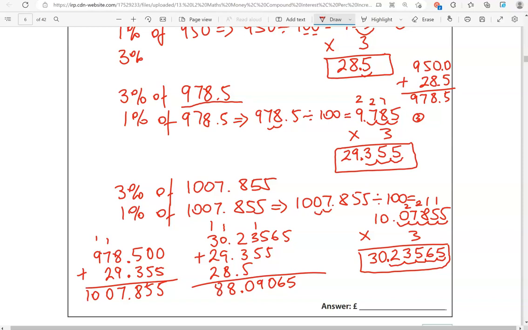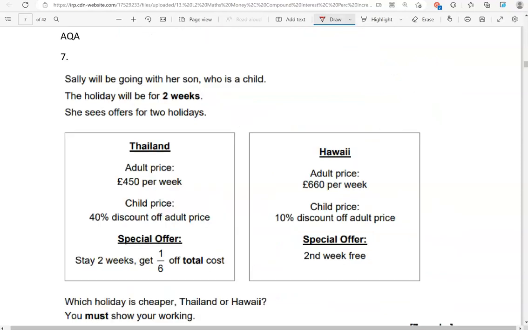So we've got to give our answer with 2 decimal places because it's money. So this will be the cutoff point. Looking on the right, we've got a 0, which means we're going to round down. So we're going to keep this as £88.09.